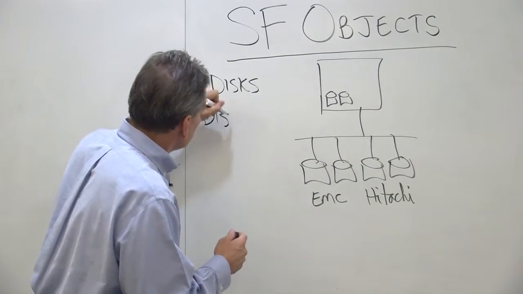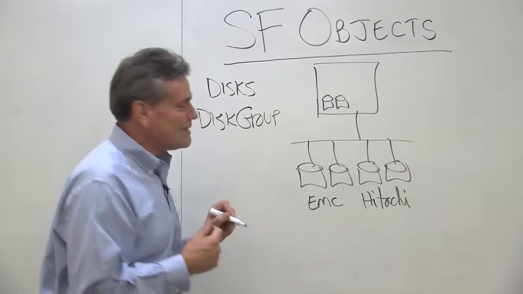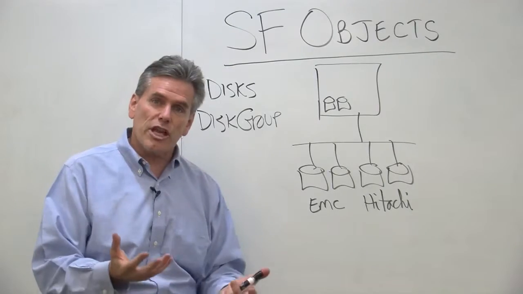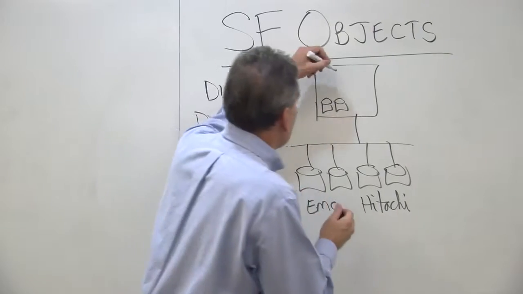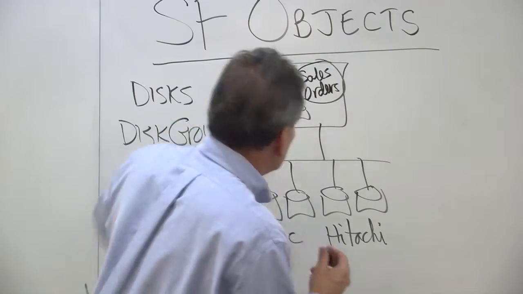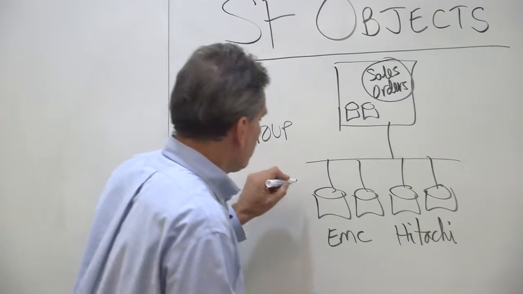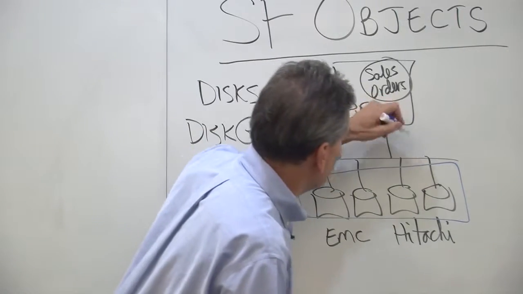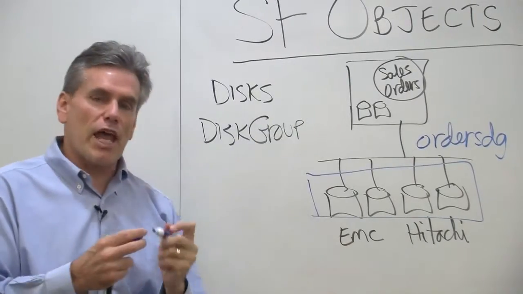Once those disks are under Volume Manager control, especially the LUNs, then we can create what's called a disk group. A disk group is just a collection of disks. Now, the key differentiator on how you do that collection of disks is typically by application. So let's say we have a sales order application running on this machine. Right? So we're going to take these 4 LUNs and put them into a disk group, and maybe we'll call it orders DG. Right? So it's relative to that application.